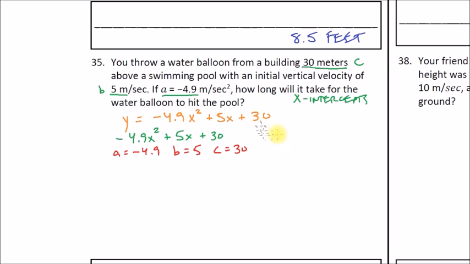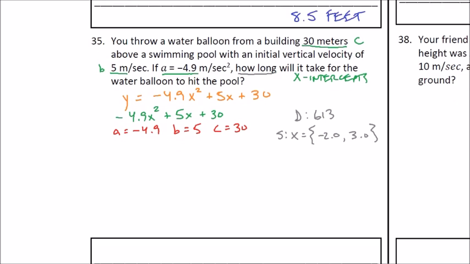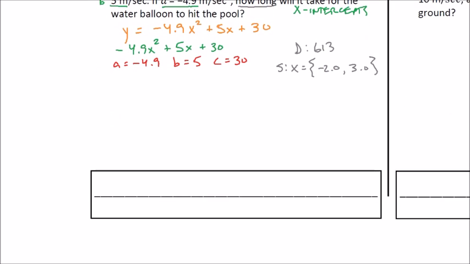I will tell you the answers here. The discriminant is going to be 613, and your solutions are going to be x equals negative 2.0 and 3.0. Again, the negative number, now we're talking about how long. So now we do have time on the x-axis, so negative numbers are never relevant when it comes to time. The negative answer can be removed. In your final answer, written in a complete sentence, you need to mention that it's going to take 3.0 seconds.